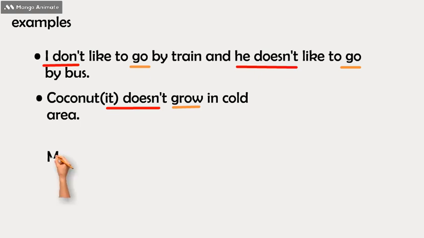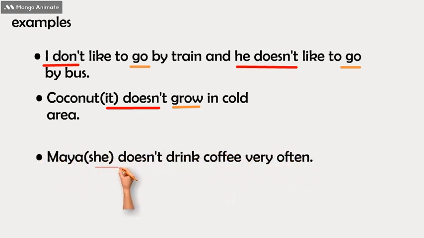Next example is Maya doesn't drink coffee very often. Here we can use she as a pronoun. Therefore, we can say she doesn't drink coffee very often. Here the words very often mean a low frequency. It can be one day or 3 times in a day. It means she can drink coffee within 2 days or 3 days, but she doesn't drink coffee very often.